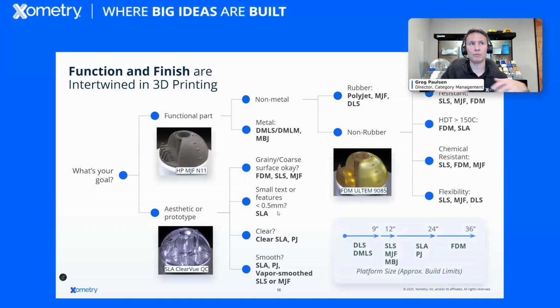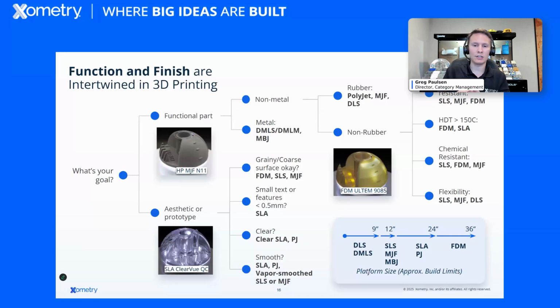The last thing to talk about is that when we talk about these 3D printing platforms, they are platforms, right? They're physical spaces that have capacity limits. This is a general overview. In general, DLS and DMLS platforms kind of cap out at that 9-10 inch range on part size. Selective laser sintering and MJF have a sweet spot around that 12 to 13 inch range or smaller, as well as metal binder jetting.